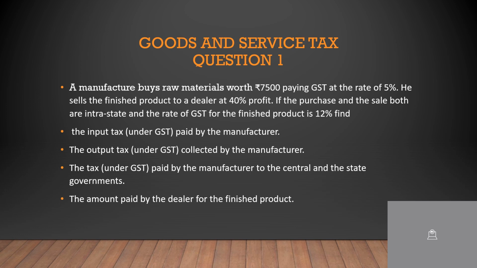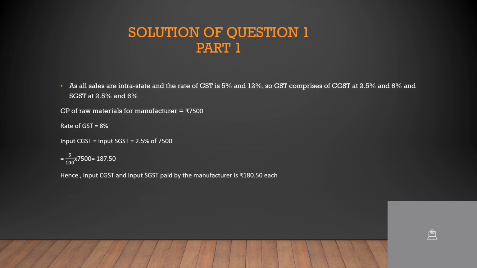Now let's see the first part of the question, that is, the input tax under GST paid by the manufacturer. How are you going to solve the problem? See, as all the sales are intra-state and the rates of GST are 5% and 12%, the GST comprises what? CGST at 2.5% and 6%, and SGST at 2.5% and 6%.